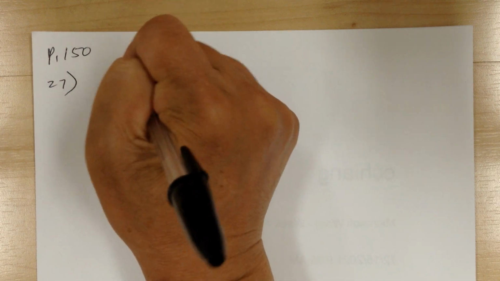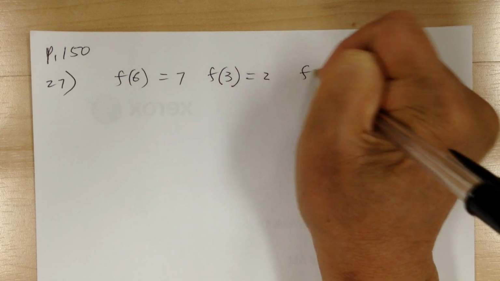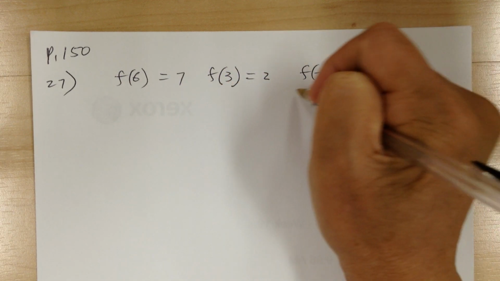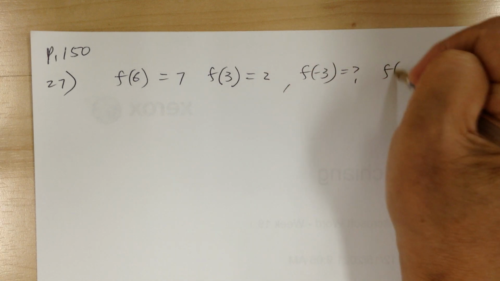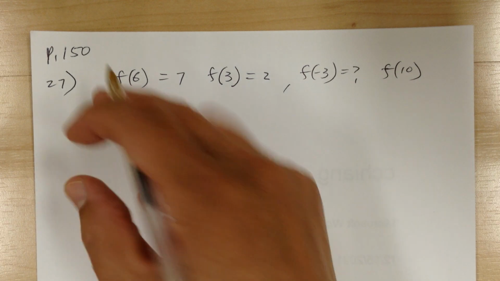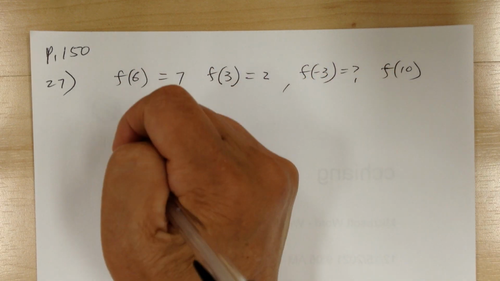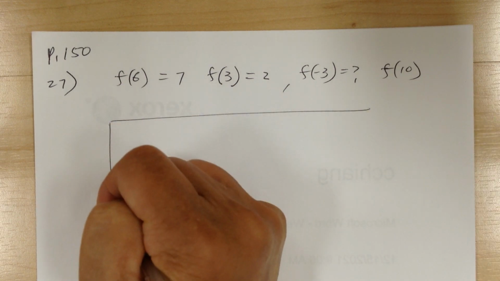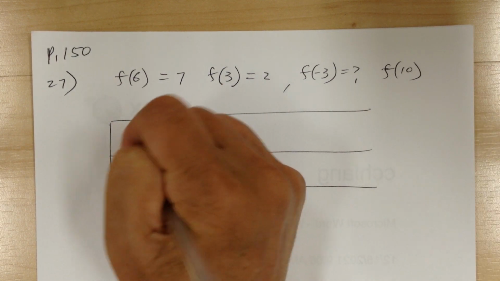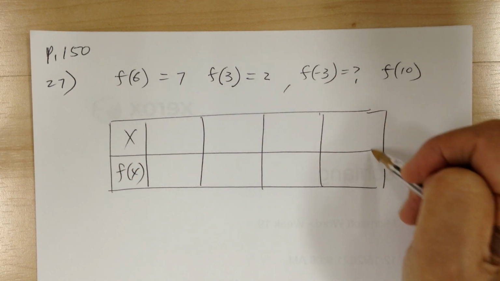Okay, it says if f of 6 equal to 7 and f of 3 equal to 2, and you're looking for f of negative 3 and f of 10. Okay, so what you can do is you can do same thing as this over here, okay? And when you make the table, you can make it vertically, you can make it horizontally, okay? So be flexible. Okay. So I'm going to just show you the horizontal method, okay? It's the same thing, you just make the table sideways. So you got x, and this would be f of x, okay? But the same thing, so be flexible.